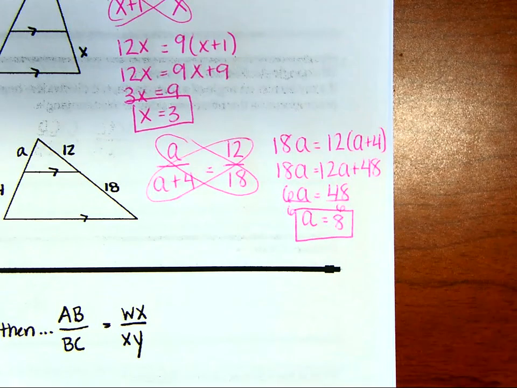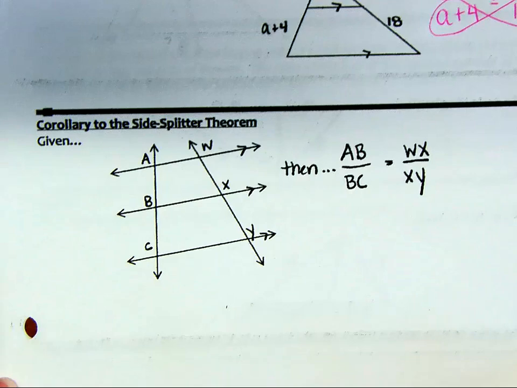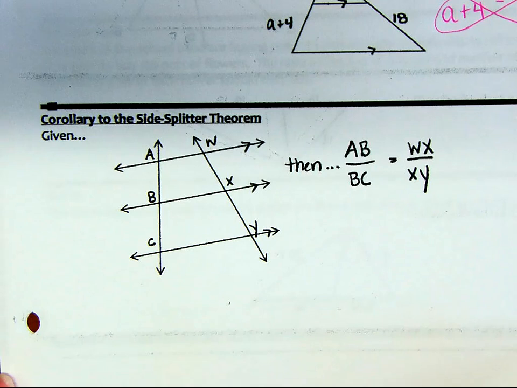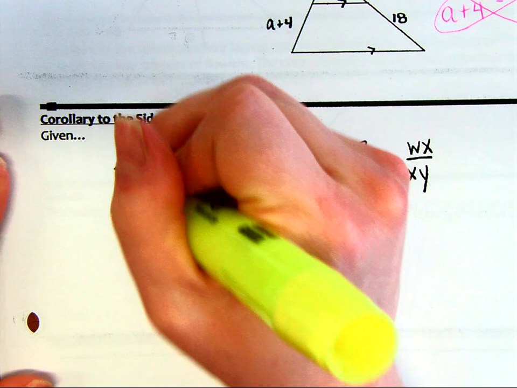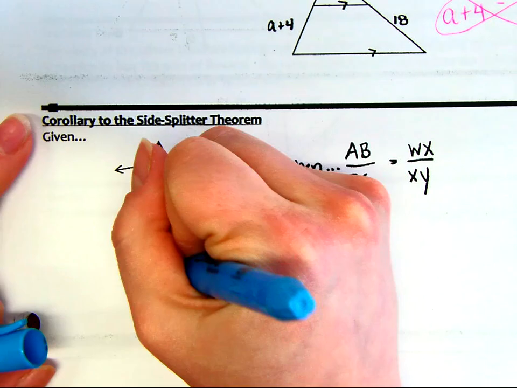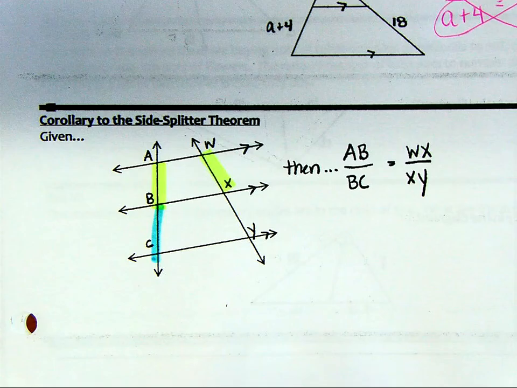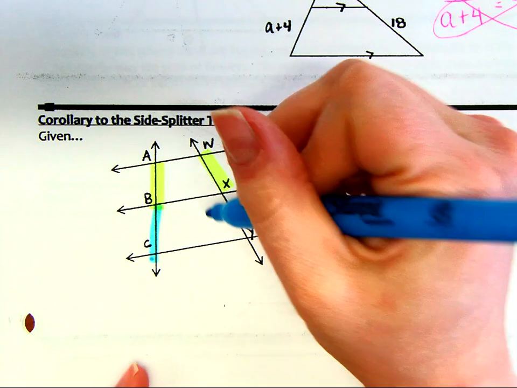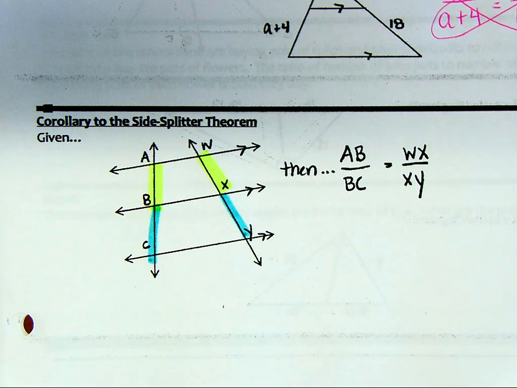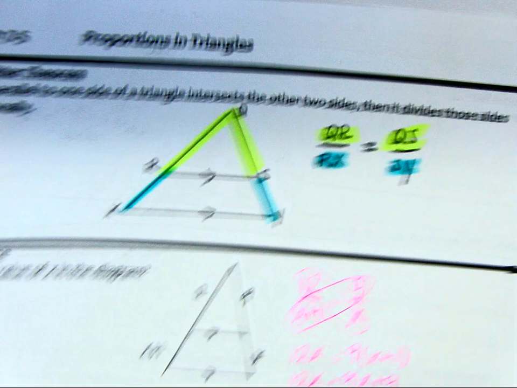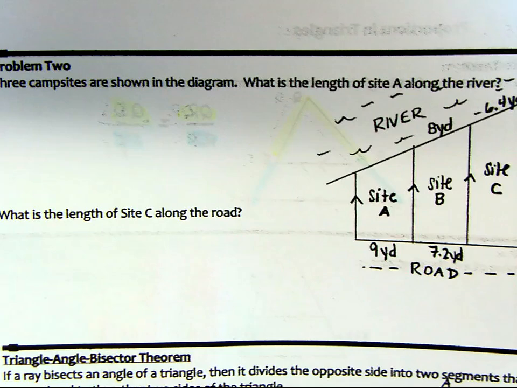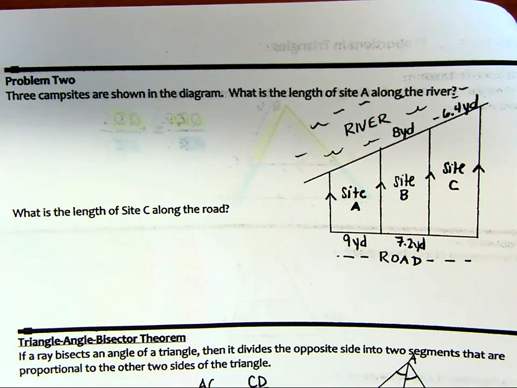Now we also have a corollary to the side splitter theorem, which looks a little bit different. It's usually not set up as a triangle. Okay, so it's still the same type of deal. If I'm given a picture that looks like this, basically I can stack the pieces that are on the same line. So I can say AB over BC is going to be equal to WX over XY. Okay, so same type of deal. And we are going to use this a little bit on the next page. So let's head over there.